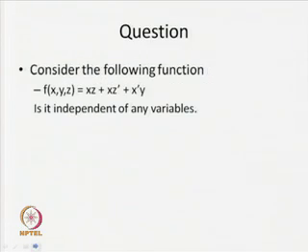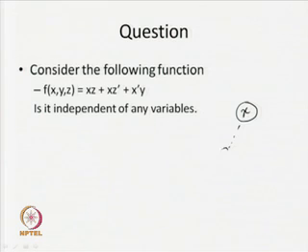Another question: consider this particular Boolean function, x z plus x z dash plus x dash y. Is it independent of any variable? This is a function of x, y, z, and we have to see whether it is independent of any variable or not. I think we can simply construct the BDD. So, this is your x, if I am having this ordering.